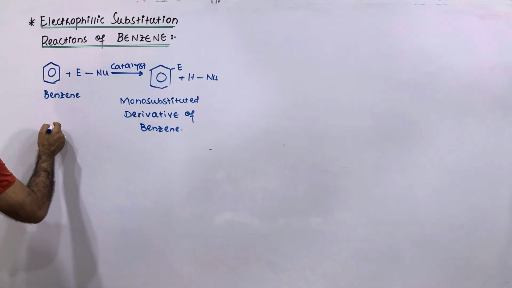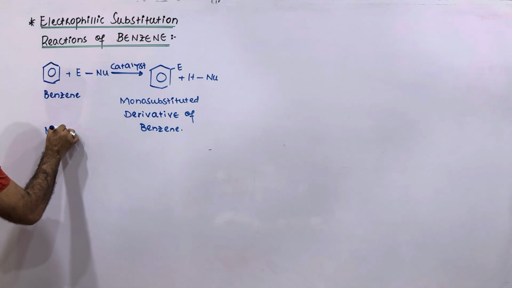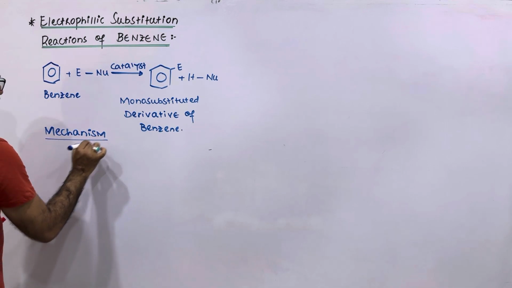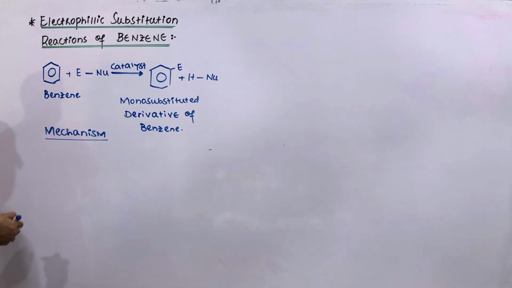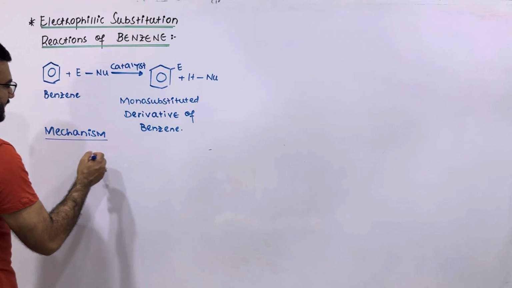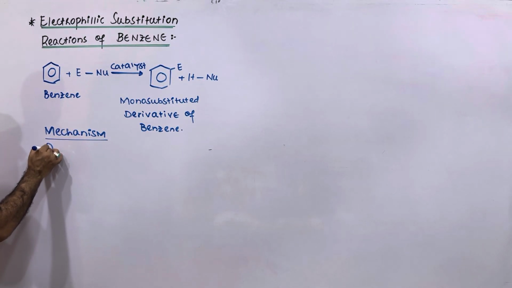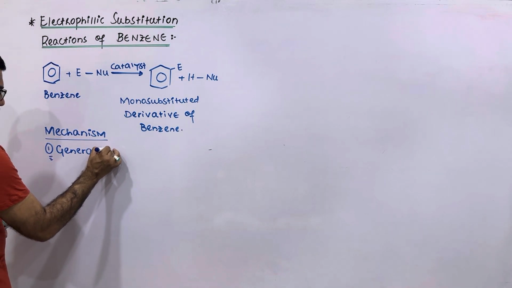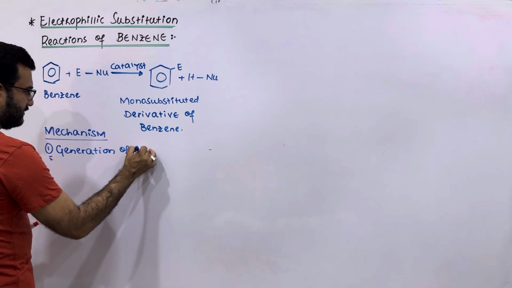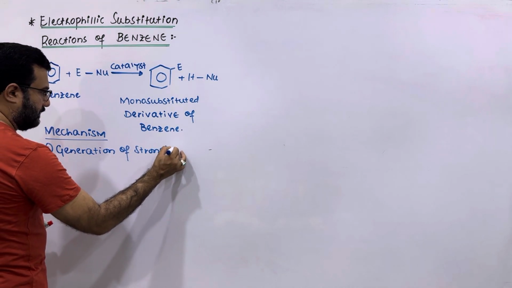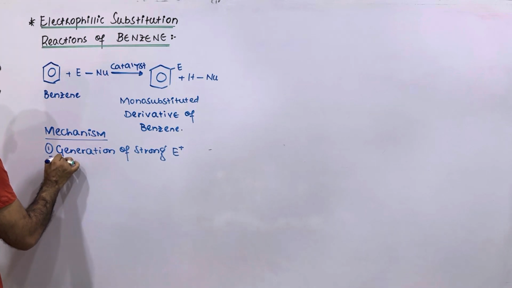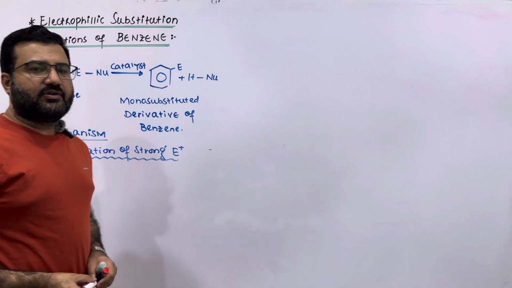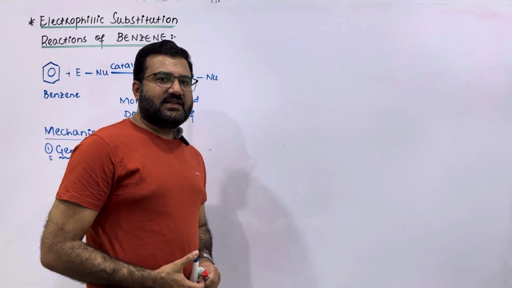Now my dear students, what is the mechanism of electrophilic substitution reactions of the benzene? We are going to talk about the general mechanism. The first step is the generation of strong electrophile.